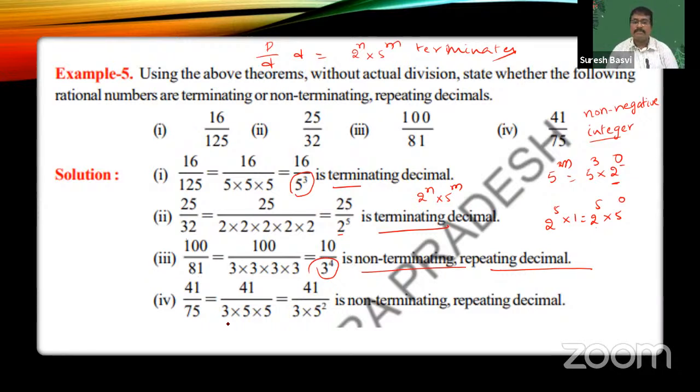Next, 41 by 75. Here 3 is there. That's why it is going to be a non-terminating repeating decimal. Only 2 and 5, that's it. ఇంక వేరేది ఏది ఉండకూడదు. అప్పుడు మాత్రమే మనము వాటిని టెర్మినేటింగ్ డెసిమల్స్ అంటారు. వేరేది ఏదైనా ఉంటే అది నాన్ టెర్మినేటింగ్ రిపీటింగ్ డెసిమల్ అవుతుంది. రైట్, వెరీ వెరీ నైస్ మిస్టర్ వెంకీ.